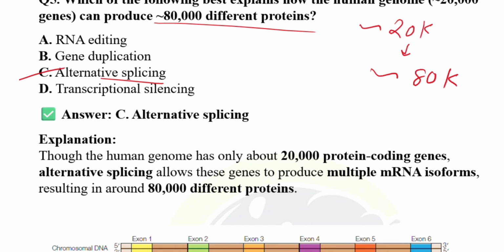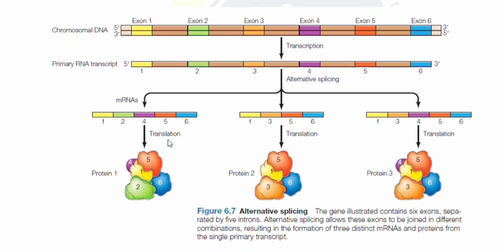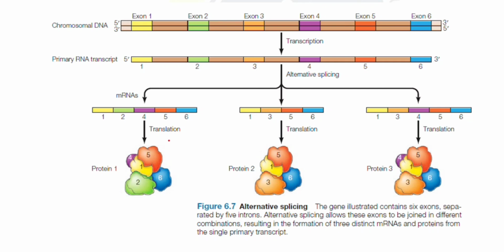Human genomes only have about 20k protein coding genes, but alternative splicing allows these genes to produce multiple mRNA isoforms, which result in 80k different proteins. Let me explain alternative splicing. This figure was taken from Cooper. This is the chromosomal arrangement: exon 1, exon 2, exon 3, exon 4, 5 and 6. You can expect an arrangement like this: the first exon, second exon, the fourth exon, fifth exon and the sixth exon. Here we have not included the third exon.